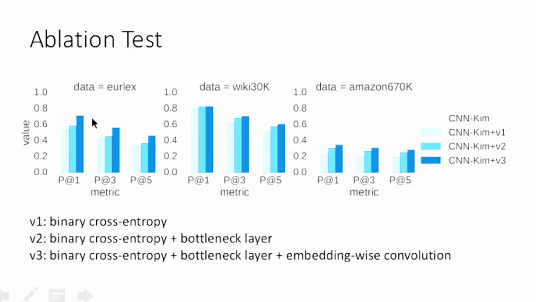If you can see here, the difference of V2 and V3 is really the direction you do convolution. So actually in the EURLex data set and the Amazon-670K, that does improve, but not so much in the Wiki-30K. So I think that also depends on the data sets. Right. Yeah, thanks.